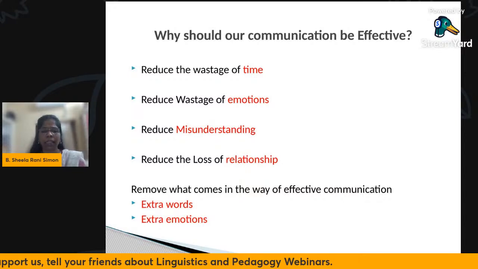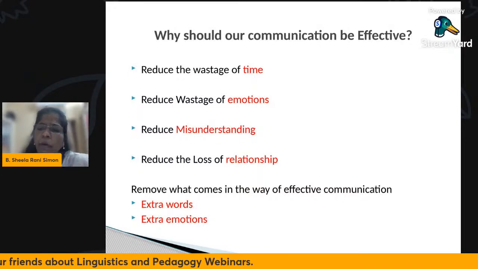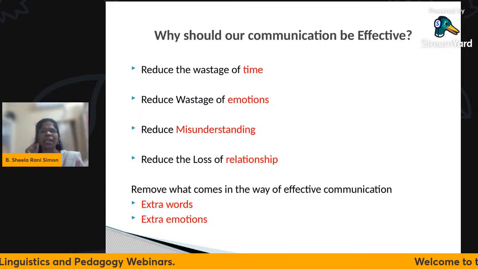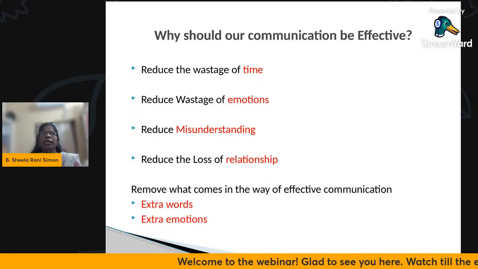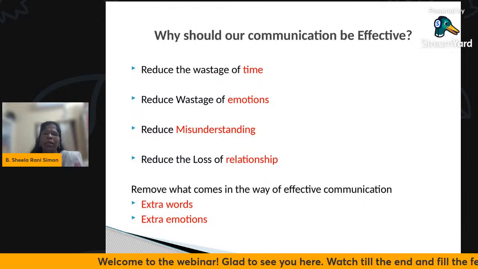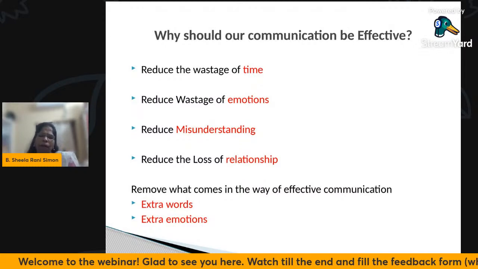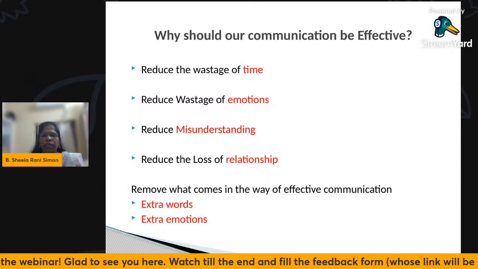Then second, reduce wastage of emotions. This is something I keep telling my students. There are lots of episodes and reasons why we must keep emotions away from what we want to say.